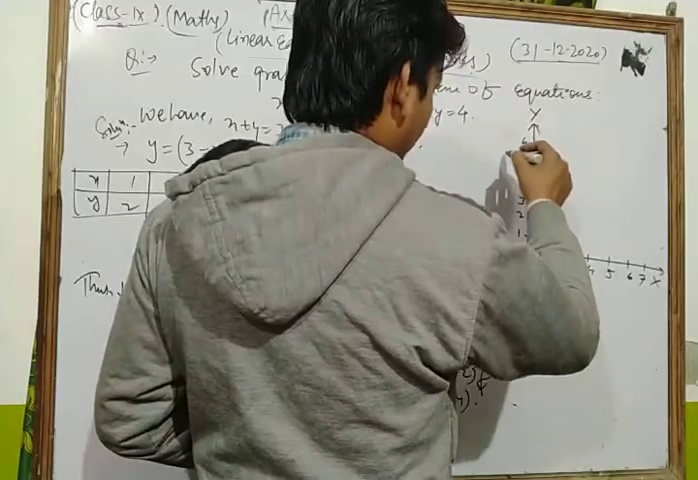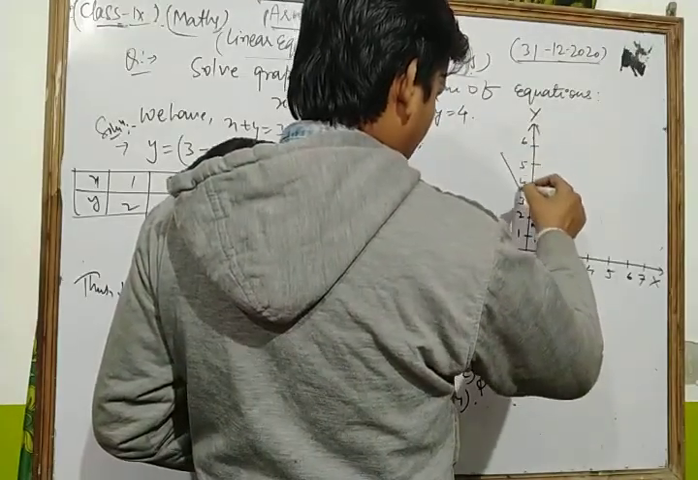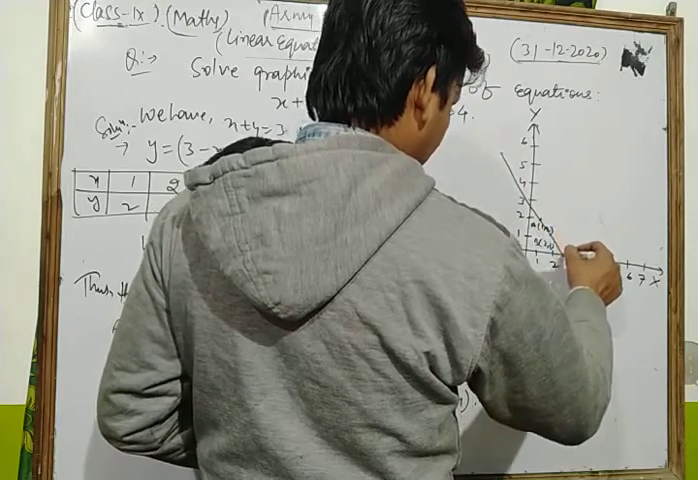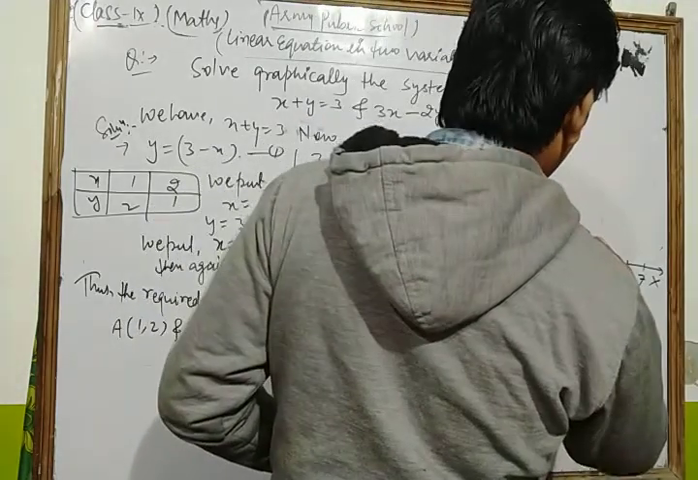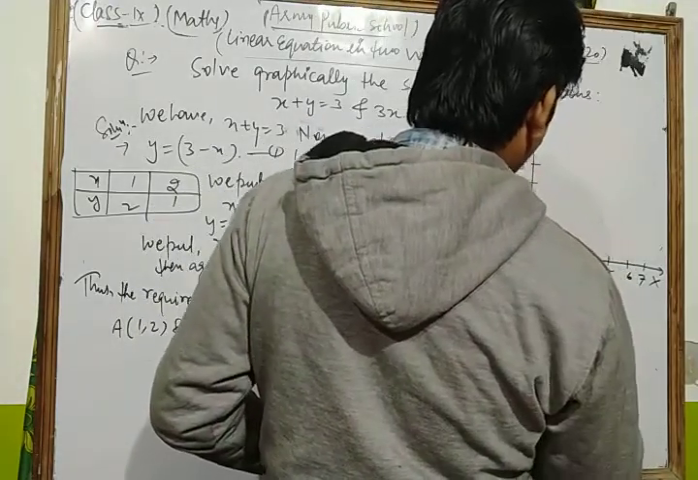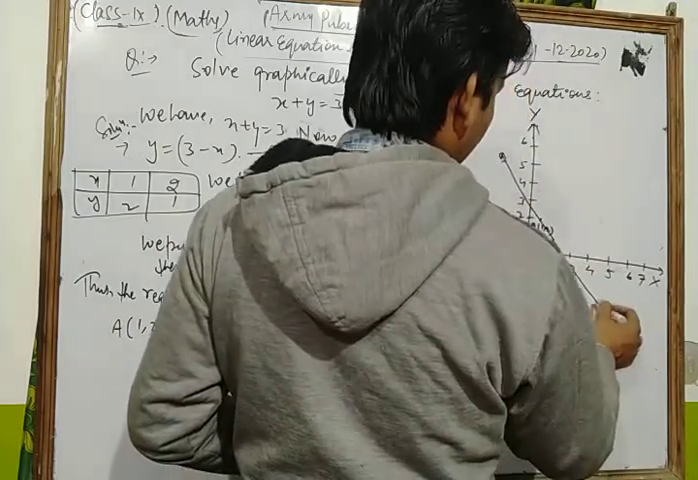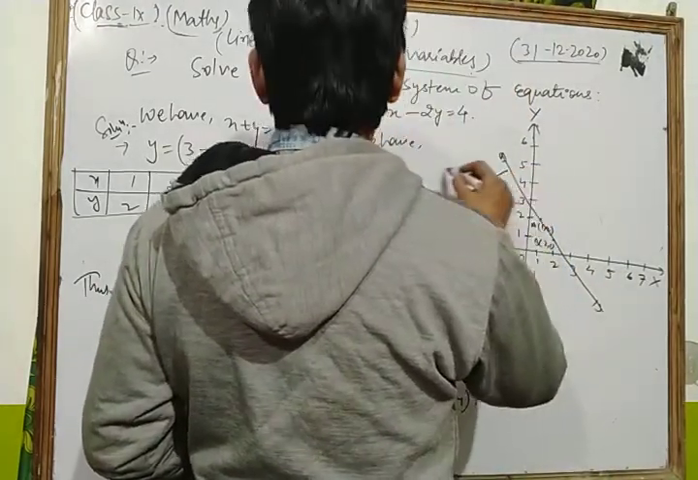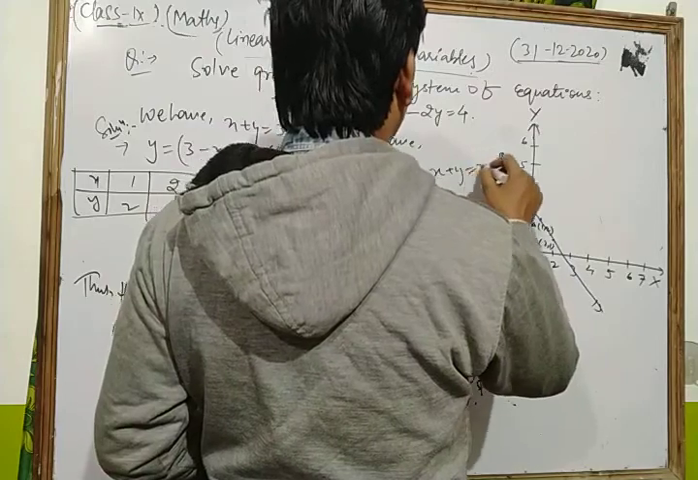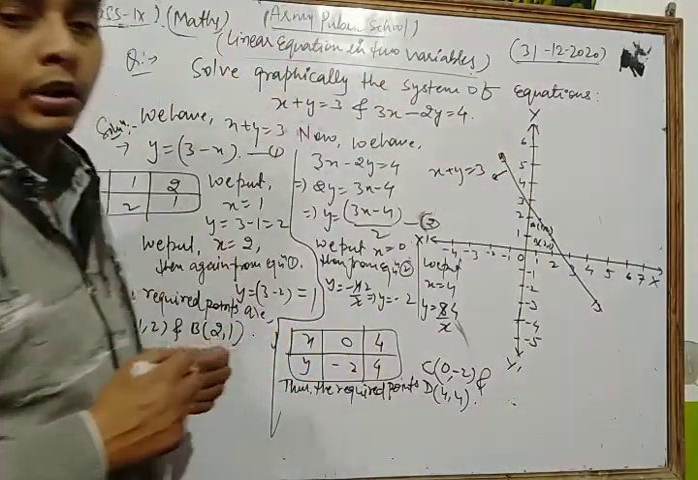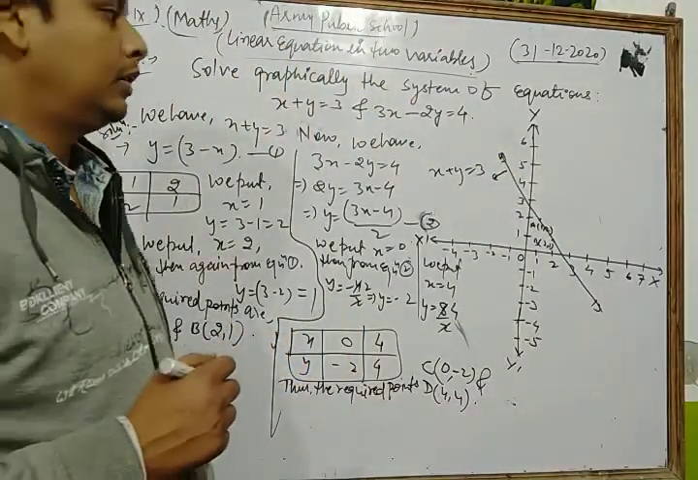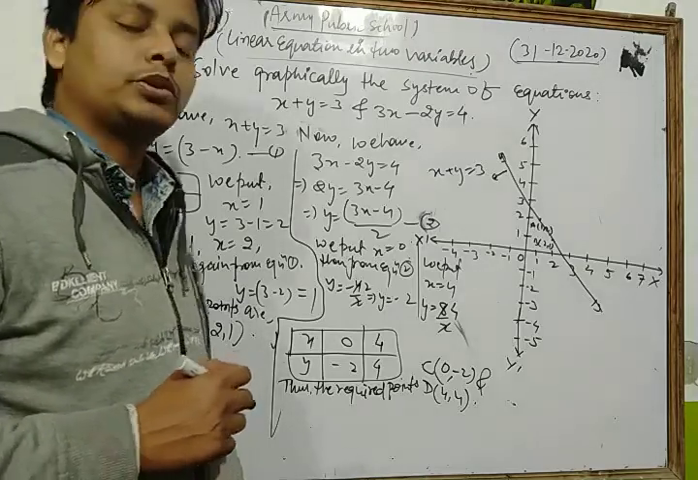Now we draw the graph of these. Now we join this line in this way. This is the graph of the line. The graph of the linear equation is what? x plus y is equal to 3. This is the graph of the first linear equation in two variables.